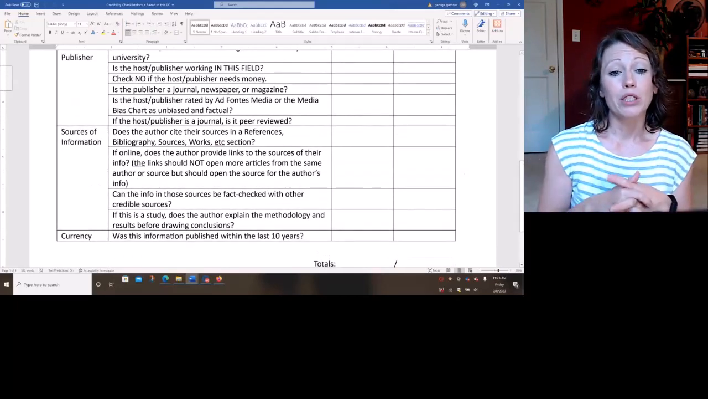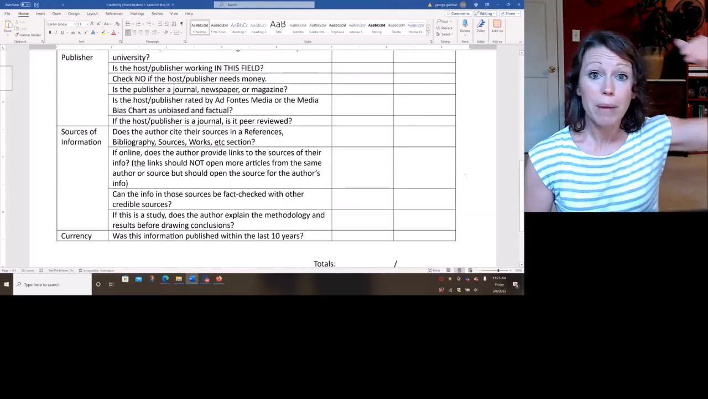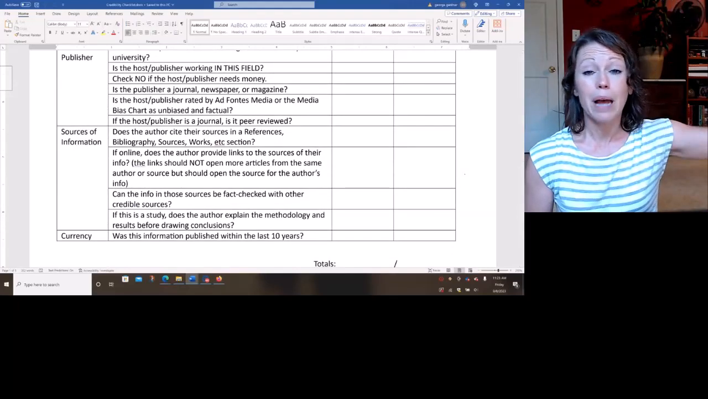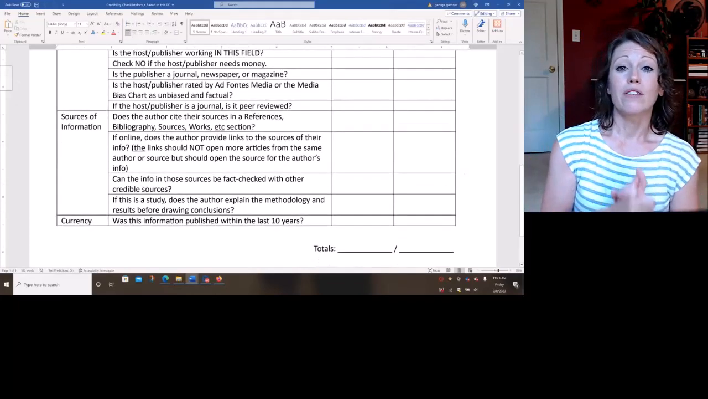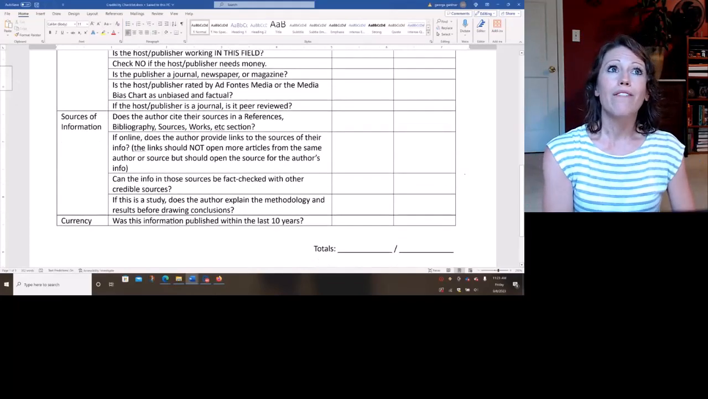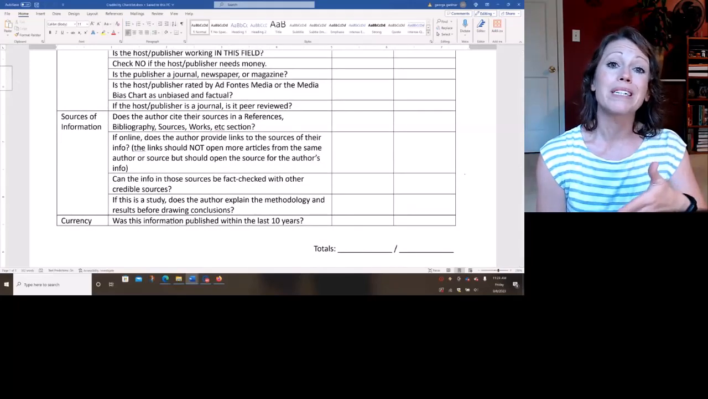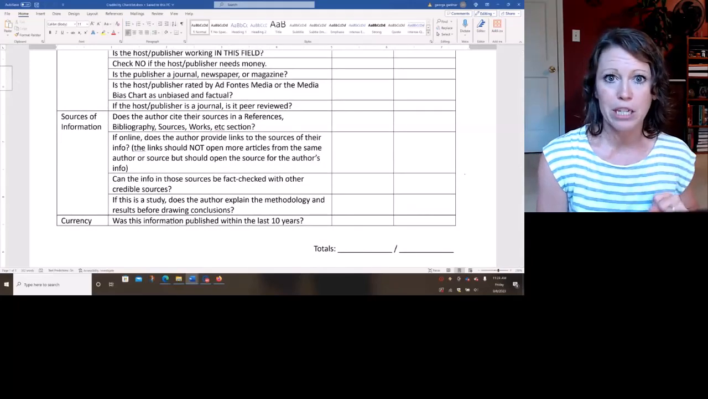If the host or publisher is a journal, is it peer reviewed? If you manage to miss the peer reviewed at the top, I'm asking you one more time here. Then, in terms of sources of the information, when you are finding credible sources, those people need to document where they got their information from.